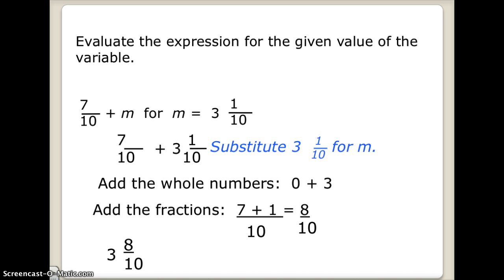8/10. That's a total of 3 and 8/10. It's good practice to always simplify, so we can divide 8 and 10 both by 2 and get 3 and 4/5.